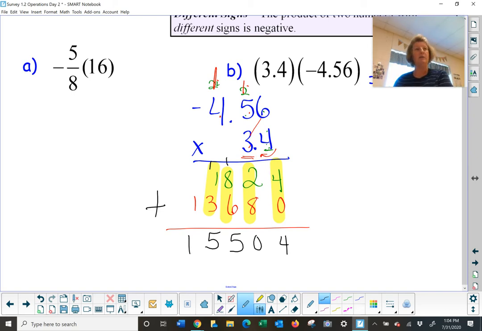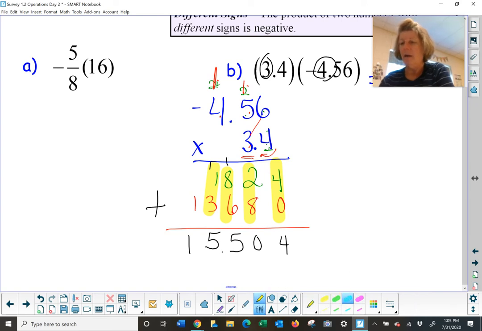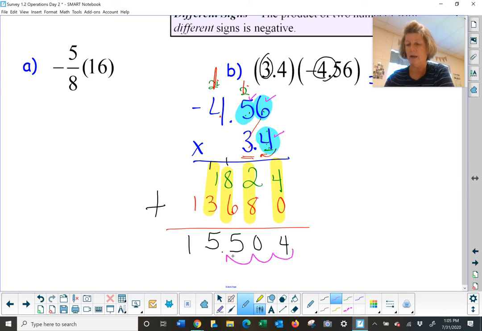Now, I know my answer shouldn't be 15,000 because a 4 times a 3 is roughly 12. So I'm looking somewhere in the neighborhood of negative 12. So obviously 15 is probably my answer, and I could guess that the decimal point probably goes there. But the correct way to do it is to go and add up the number of digits behind the decimal place. So I have 1, 2, 3 units of decimal places. So I'm going to go over 1, 2, 3, which indeed gives me 15.504.